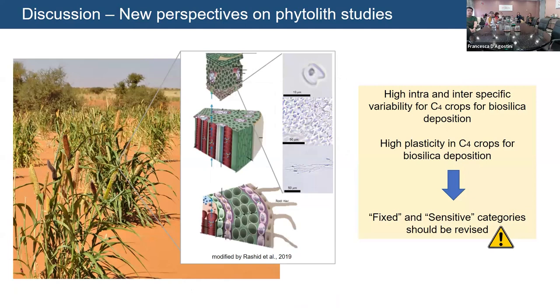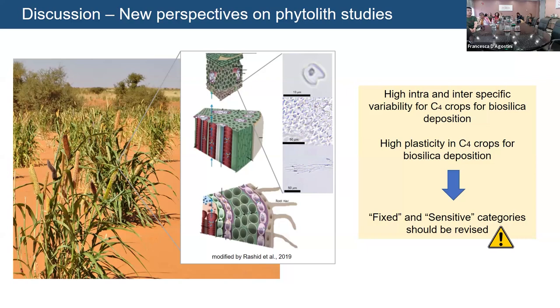So this is a kind of summary of the reasoning I did of all these results. Basically, we highlight that biosilica deposition is highly species specific, and we hypothesize that there could be a certain connection, that for sure this biosilica deposition is even modulated by the environmental context and most possibly the water availability.